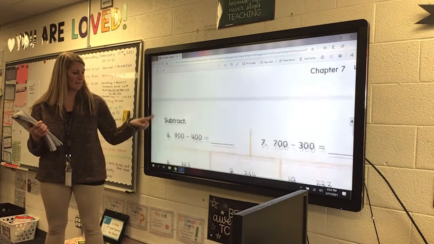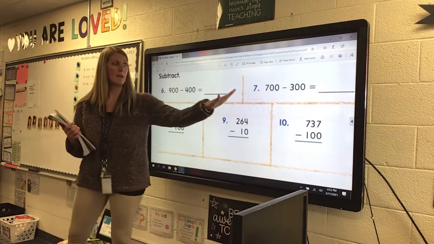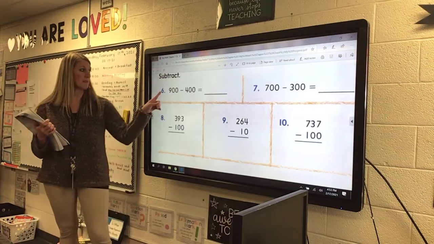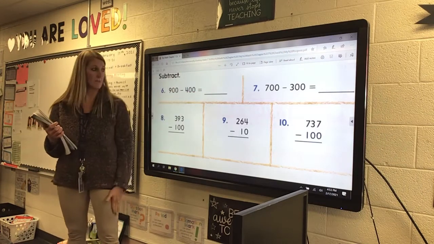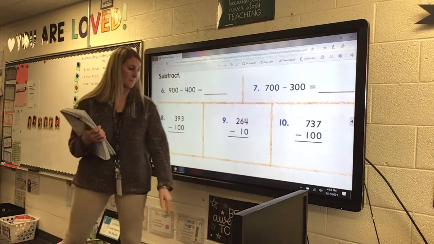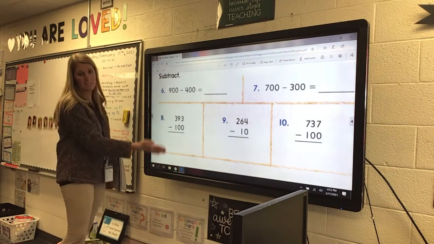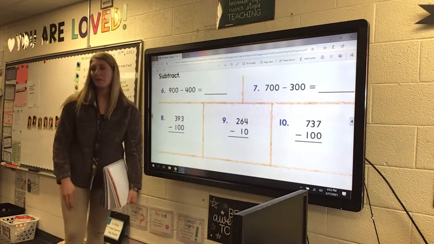On the back, you are going to do this on your own. Number 6 and 7, you're just subtracting hundreds. Remember, you're just subtracting 100. So 9 minus 4, then add your 2 zeros. So 900 minus 400, 700 minus 300. Then down here, you're just going to subtract going down. 100, a 10, and 100.